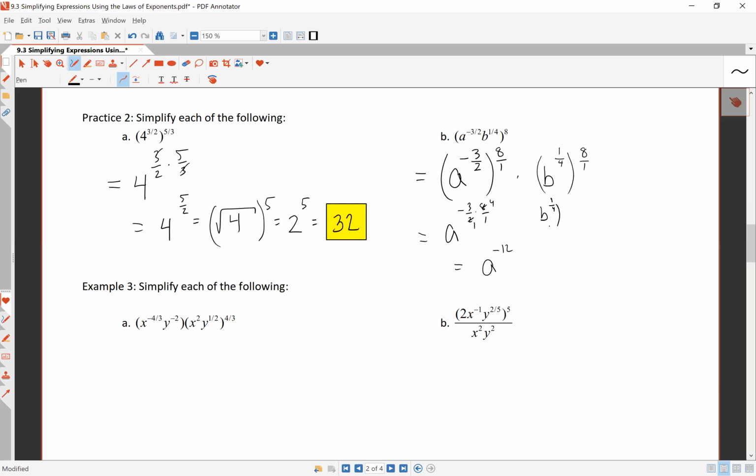b to the 1/4 raised to the 8th power. Four goes into 4 once, and 8 twice gives us b squared. Getting rid of the negative exponent, we put it in the denominator. And we have b squared over a to the 12th.